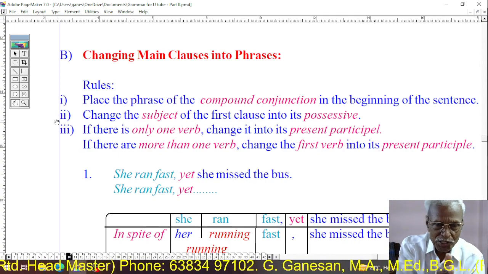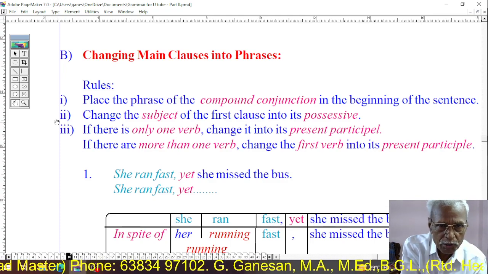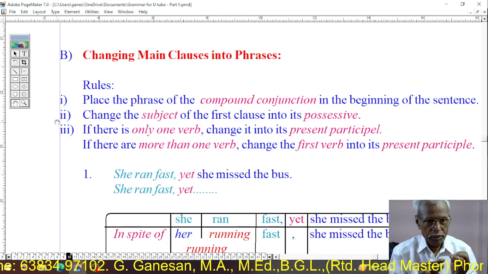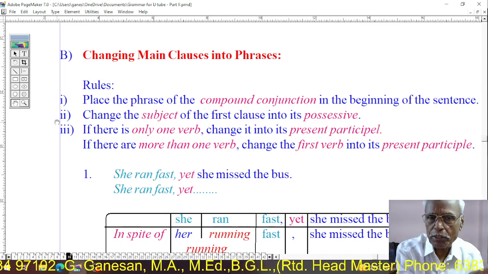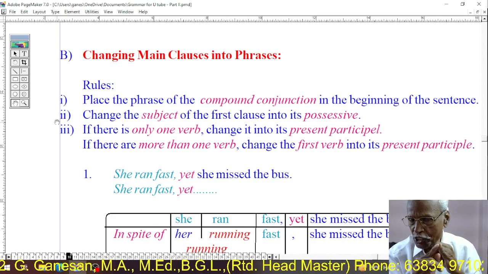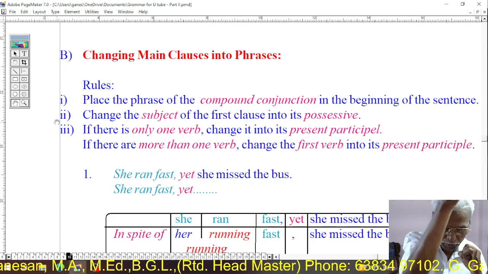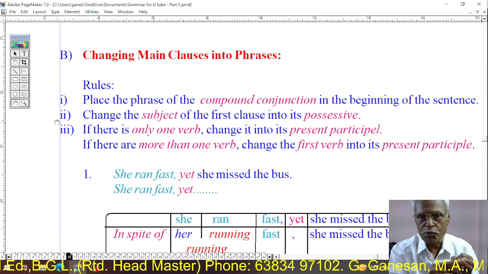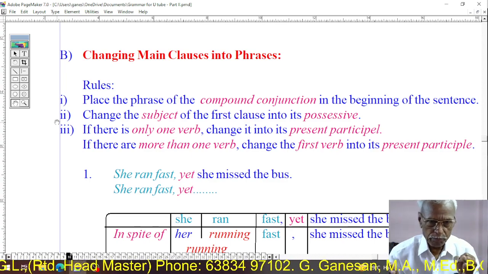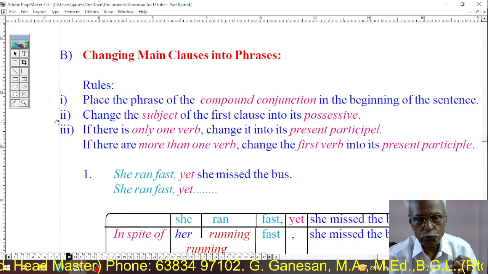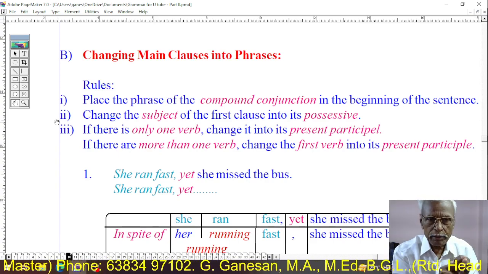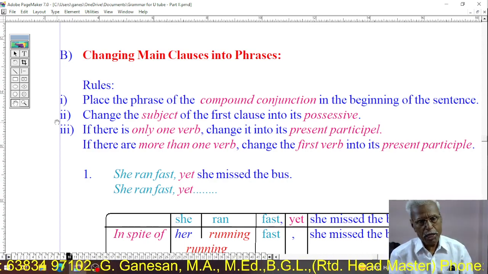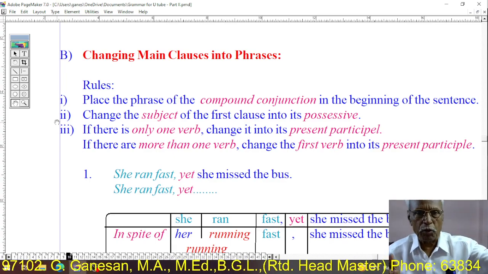You can change the subject into its possessive if it is a must. If it is not a must, you can remove it. Then thirdly, change the verb into its present participle. So, three rules: put the phrase first; change the subject into its possessive or remove it, as the case may be, according to the conditions; and thirdly, change the verb into its present participle, as we did in the subordinate clause.